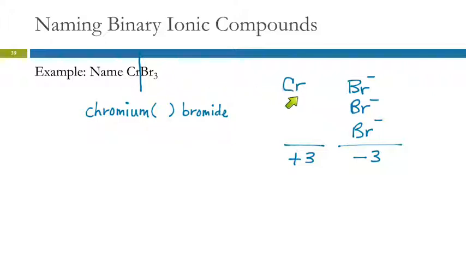So I have 1 chromium ion, and I need a total of +3 charge, so that chromium ion has to have all of the charge. The charge is 3, so the Roman numeral is 3. So this is chromium(III) bromide. Any questions?